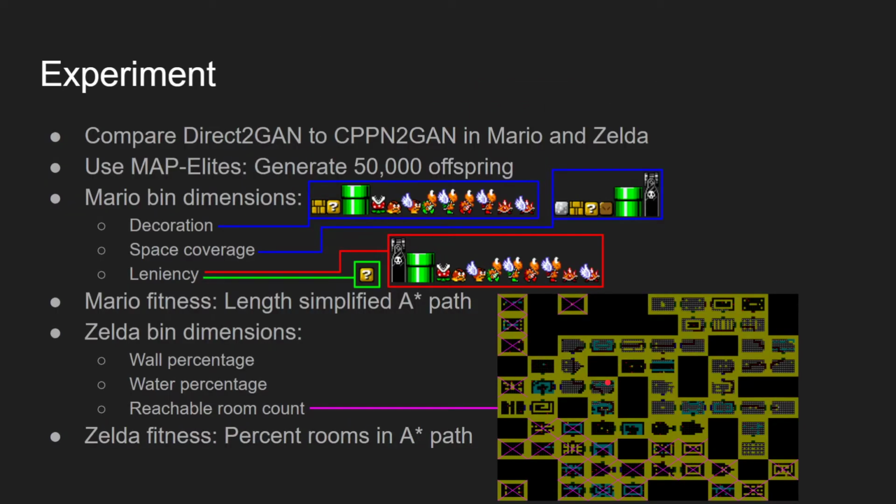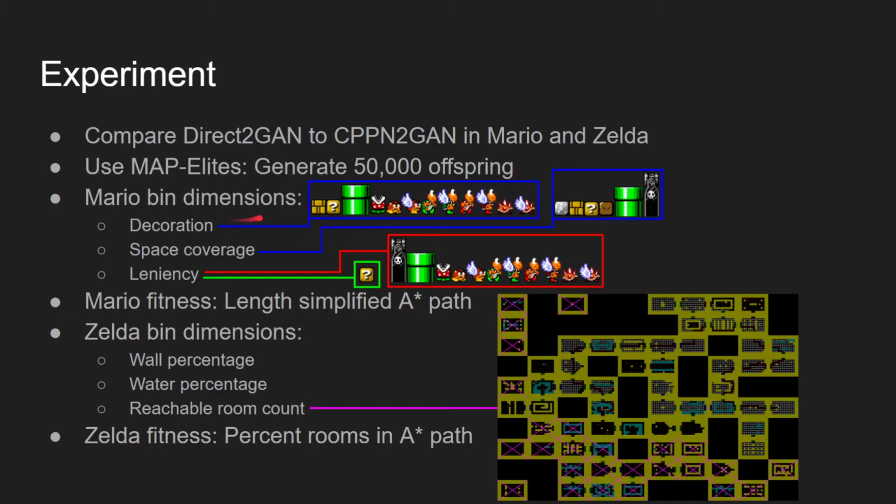So the experiment we do is to compare these 2 encodings in Mario and Zelda using map elites, generating 50,000 individuals with each experiment. And so we need to define certain bin dimensions for these experiments. In Mario, we use decoration, space coverage, and leniency. These are notions from the literature.